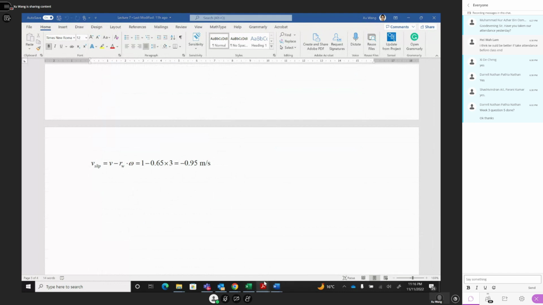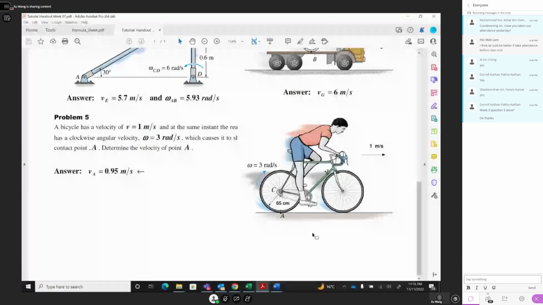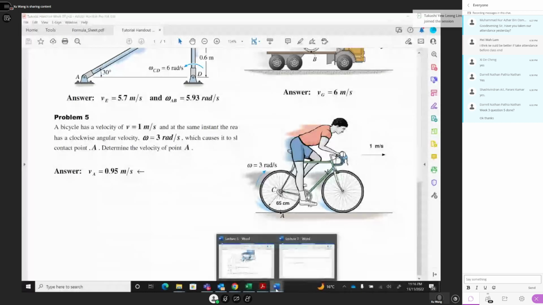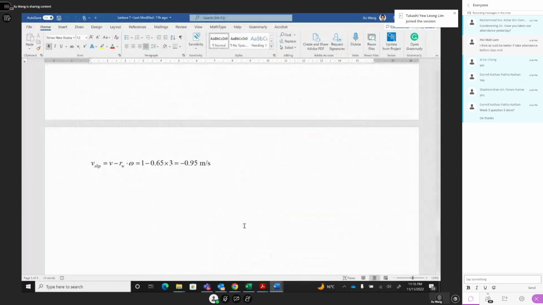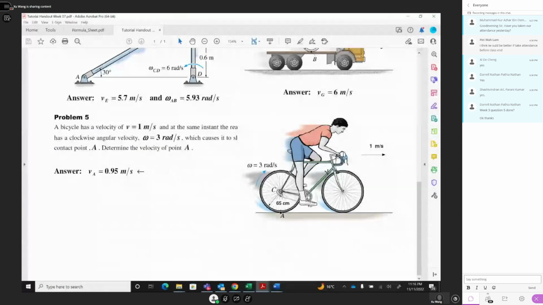Very quick. And you can see this result. The result is 0.95. It points in this direction, so opposite to the bike direction.